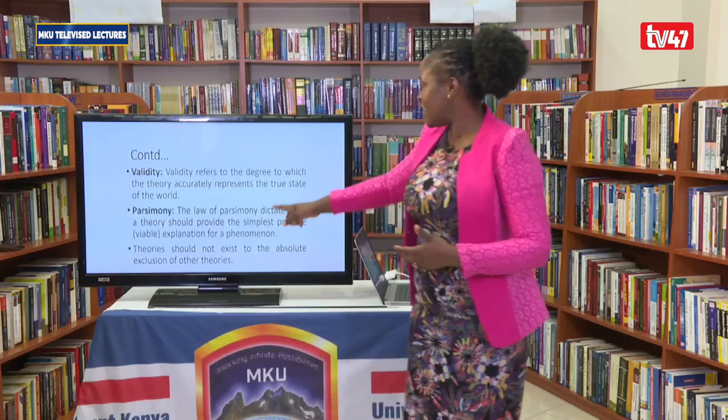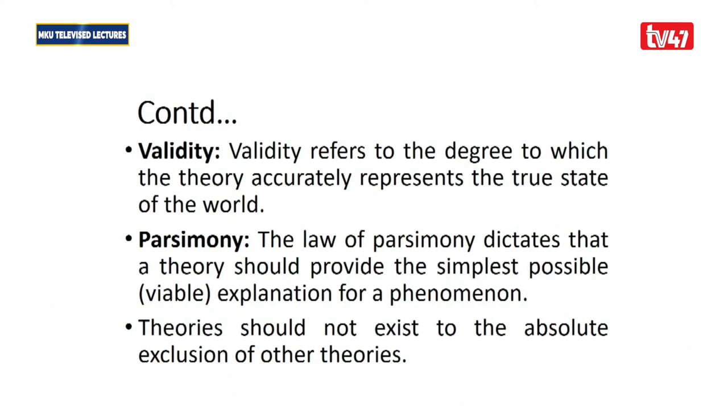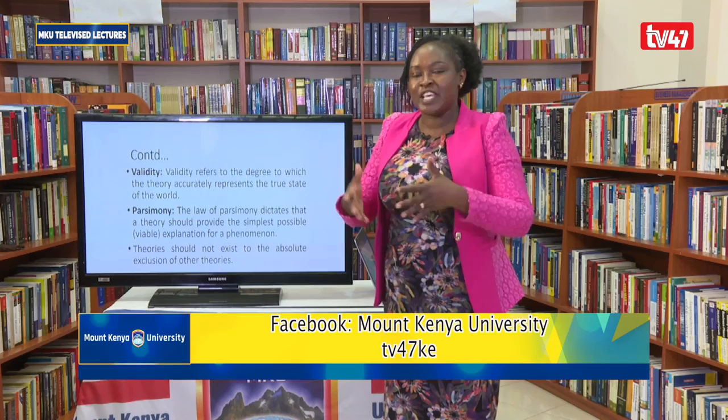Then parsimony. The law of parsimony dictates that a theory should provide the simplest possible viable explanation of a phenomenon. I said models and even theories are not there to complicate your life. And that is why in every theory, every model, you will have what we call the key principles. They will be like four or five. These four or five principles are supposed to help you understand the ideas behind that theory. So a theory should not make your life miserable. You should be able to embrace and enjoy the process of communication in respect to the knowledge that you've acquired via theories and models.